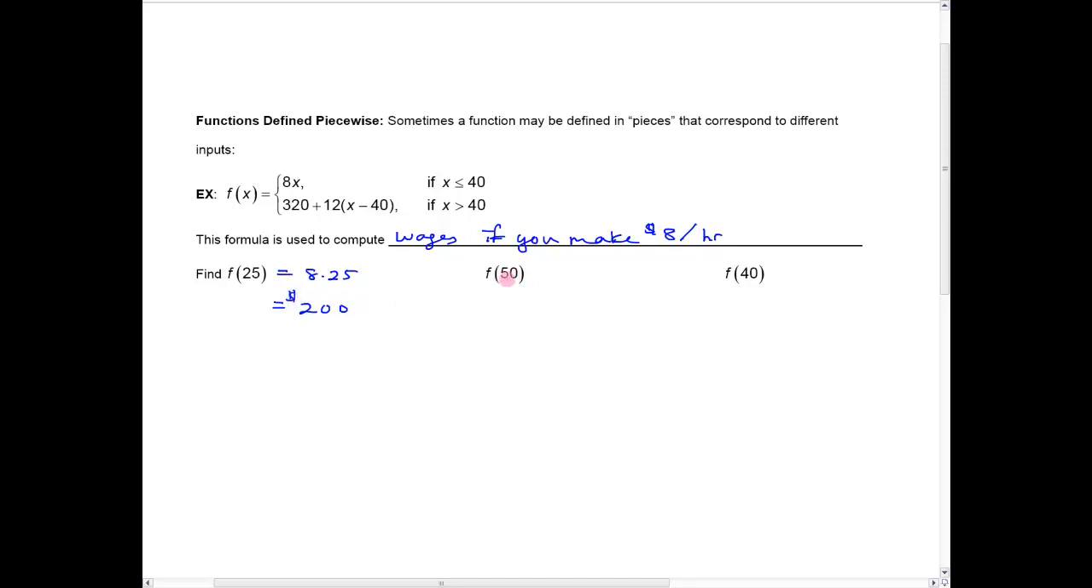For f of 50, that's saying, okay, what's the output if my input's 50? And then you say, well, is 50 less than or equal to 40? Nope, so I can't use this formula. I have to use this one. Is 50 greater than 40? Yes. So I'd use the second formula here. That's going to be 320 plus 12 times 50 minus 40.